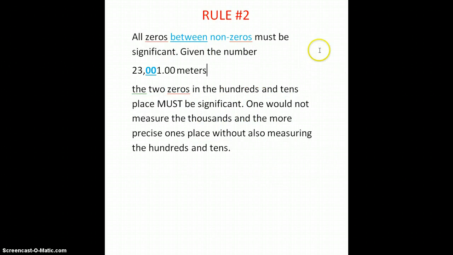The second rule is pretty simple as well, in that any zeros that are placed between non-zeros must be significant. For instance, these 2 zeros right here in our value, they have to be significant because nobody would have measured the thousands place and then measured the ones unless they also measured the hundreds and the tens in between. So zeros between non-zeros are always significant.